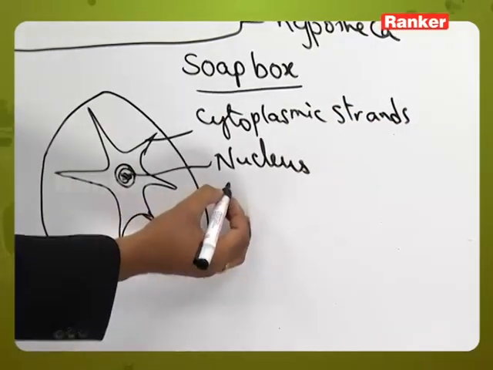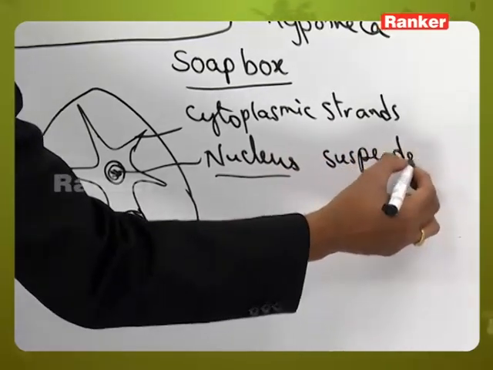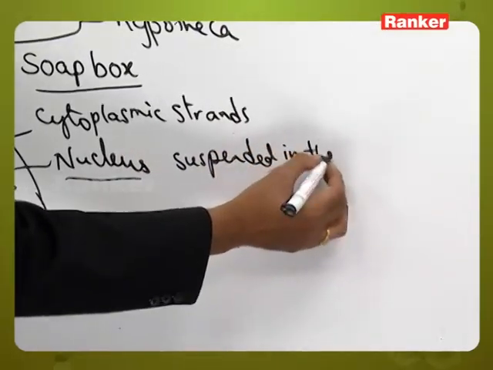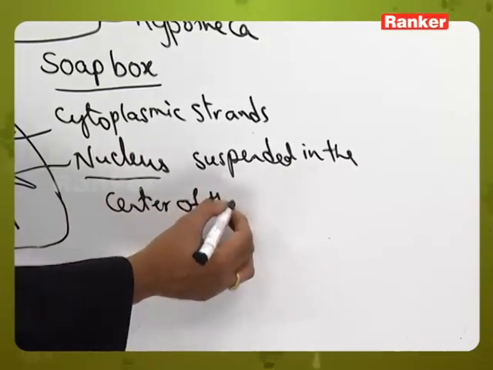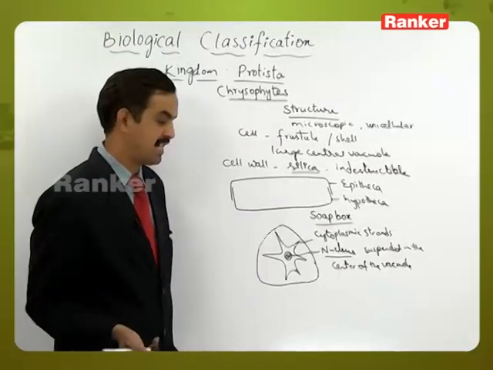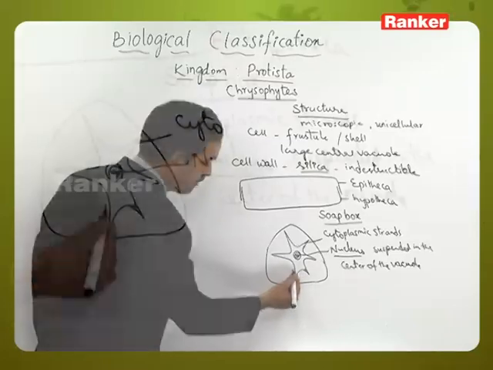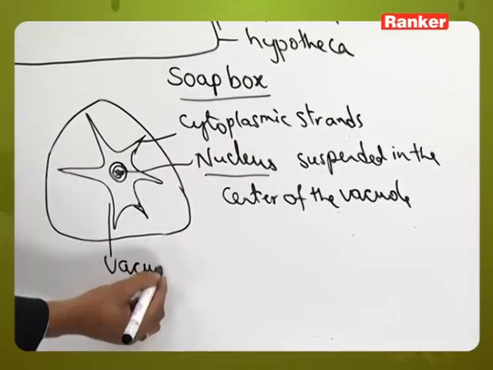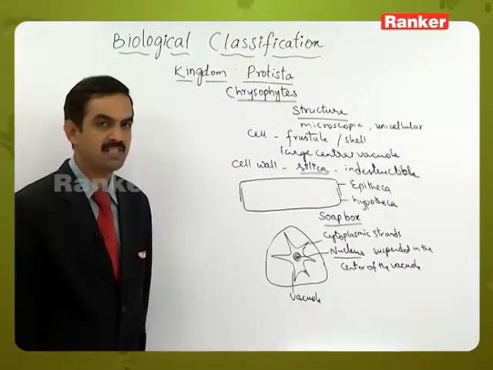So the nucleus is suspended in the middle, or in the center of the vacuole, with the help of these cytoplasmic strands. So this is the vacuole, this part will be the vacuole. The nucleus is suspended in the center with the help of the cytoplasmic strands.